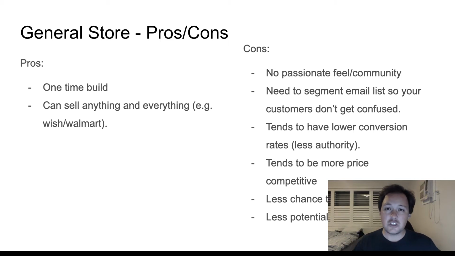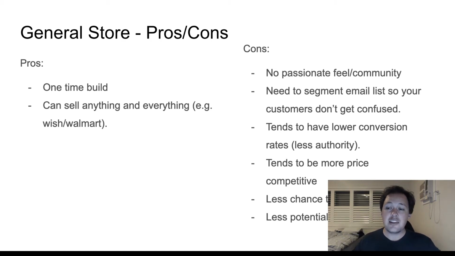The last thing you want to do is blast everybody with an email about a dog product when you know quite well that you have a lot of cat owners on your email list, okay? And vice versa. You don't want to blast your entire list with a cat product when you have people on there who have dogs and horses and birds, okay? So you need to make sure your segmentation is super accurate, super on point if you're going to do a general store.